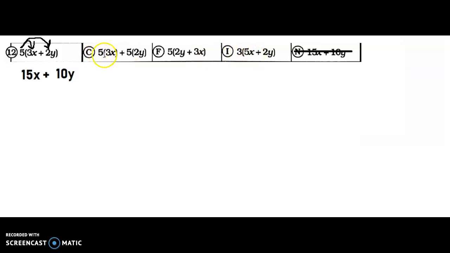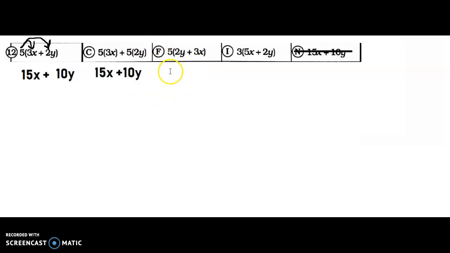So let's do this one first. 5 times 3. I don't even have to distribute. It's just saying 5 times 3. There's no extra term, so I'm just going to do it straightforward. So 5 times 3 is 15, and attach to x. Plus, what's 5 times 2y? It's going to be 10y, right? There we go, 15x plus 10y. Now let's try the next one.